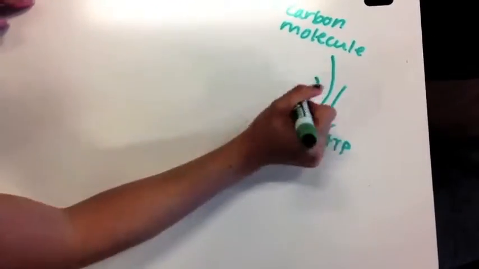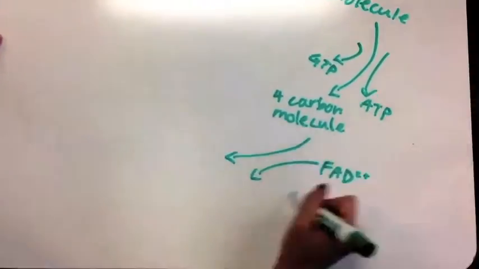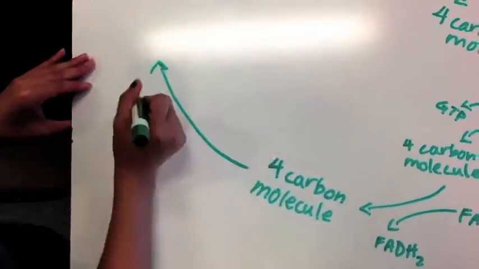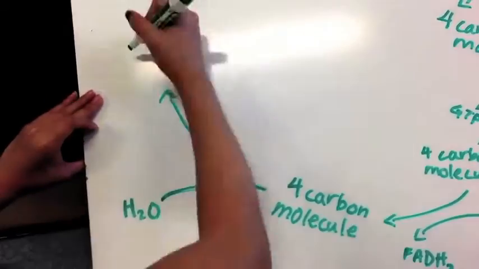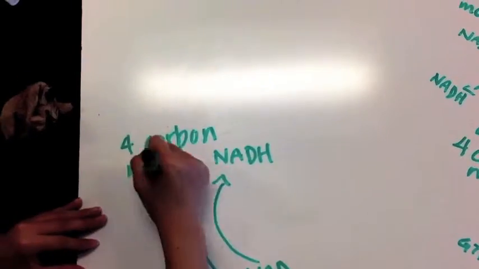This then converts GDP and ADP into GTP and ATP. It then also converts FAD to FADH2. Water is added to the 4-carbon molecule. Lastly, the 4C molecule converts NAD to NADH, and this completes the Krebs cycle.